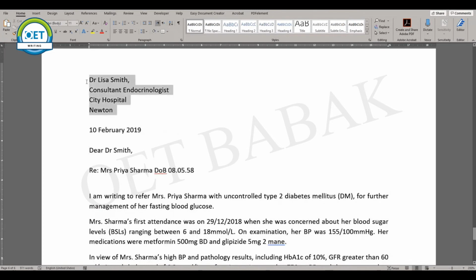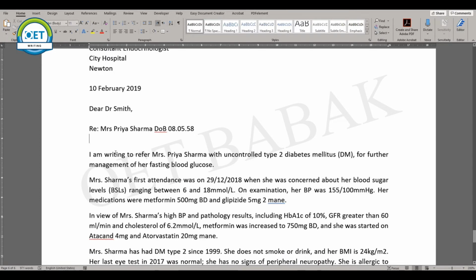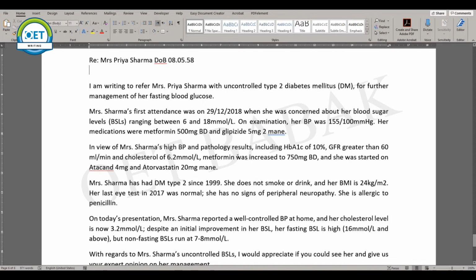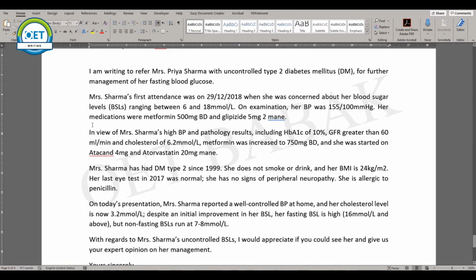We have the receiver's address here. We have today's date, Dear Dr. Smith, Mrs. Priya Sharma, date of birth. This can come above here, okay? And then I'm writing to refer her. We skip one line between paragraphs, okay?